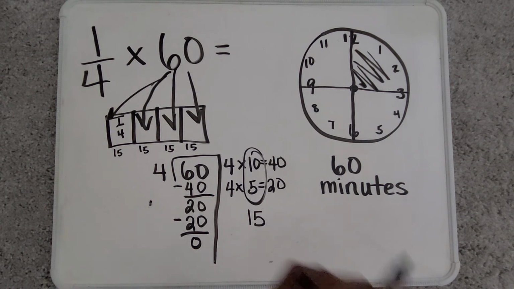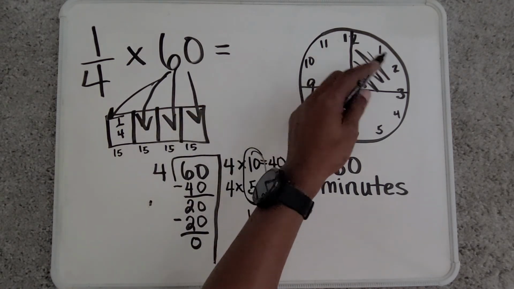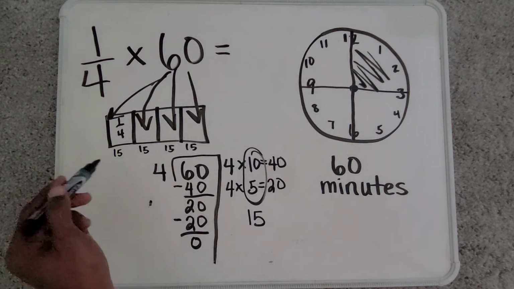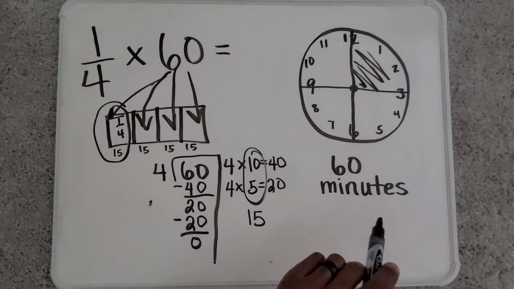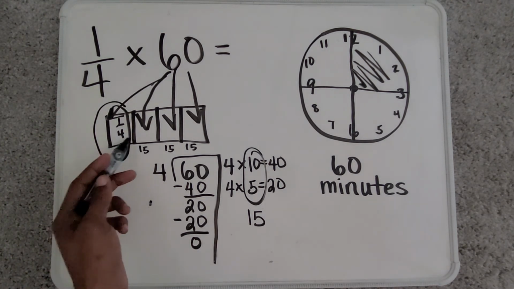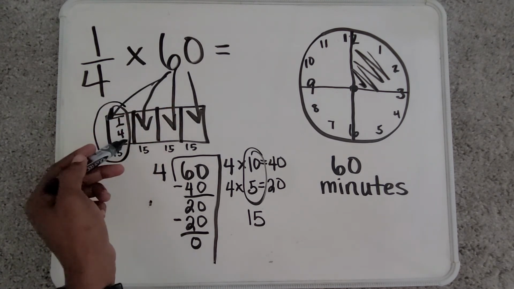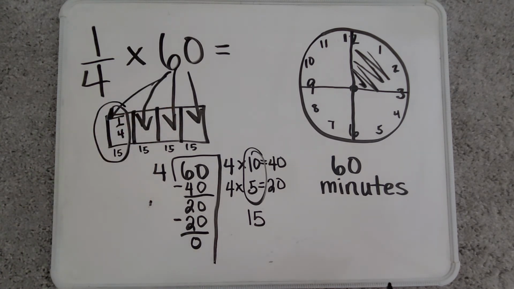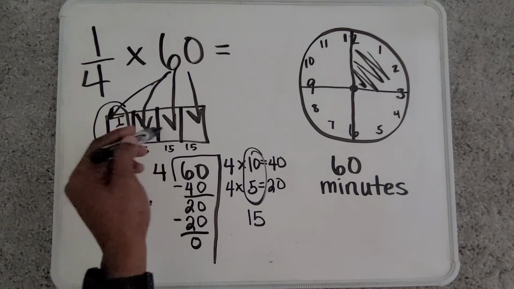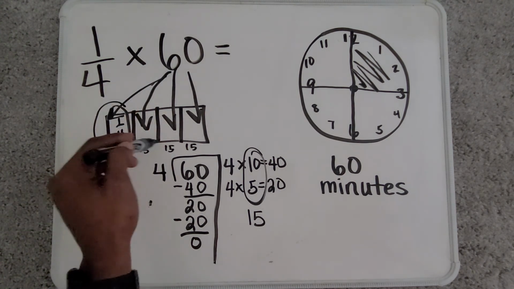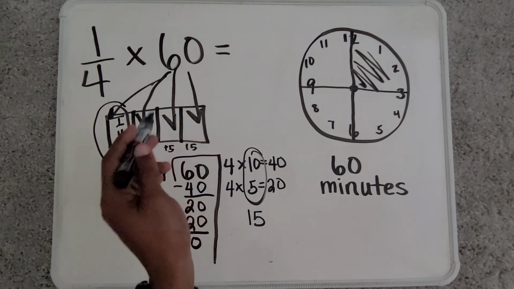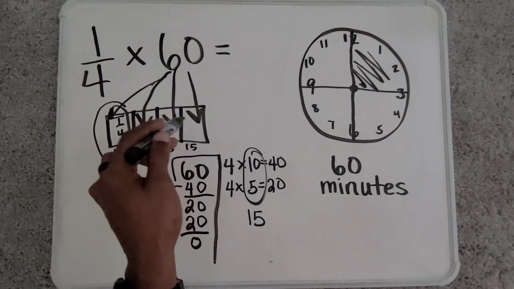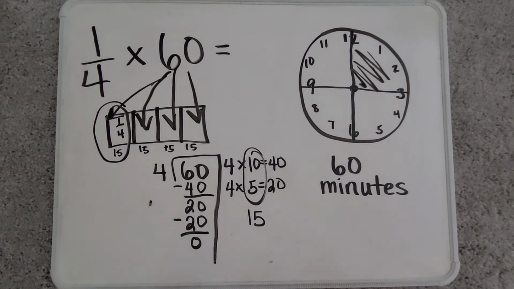So if I was looking for 1/4, which is what this clock shows, then I know 1/4 of 60 is 15 minutes. 2/4 of 60 is 30 minutes. 3/4 of 60 is 45 minutes. And of course, 4/4, which is a whole of 60, is 60 minutes.